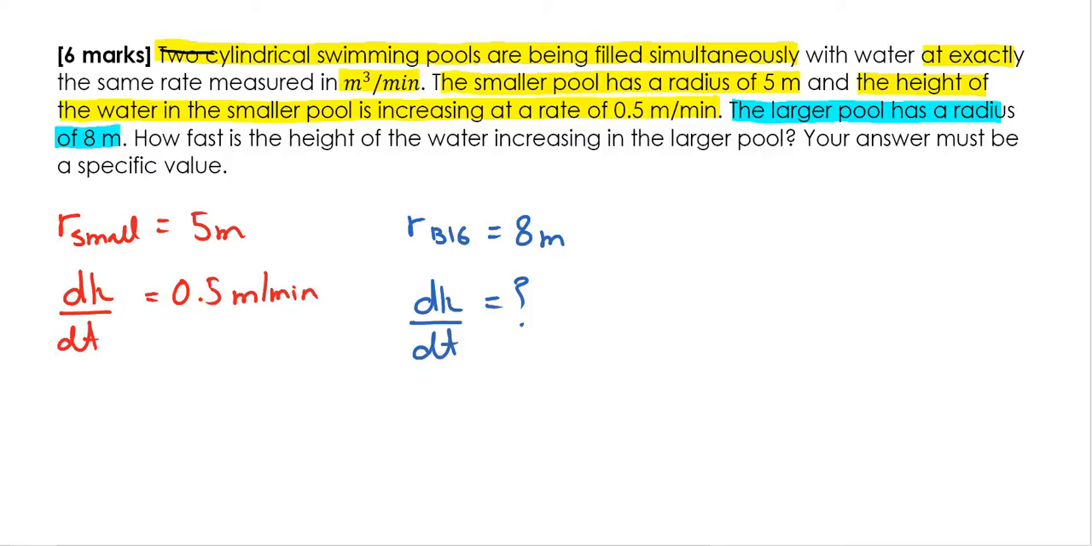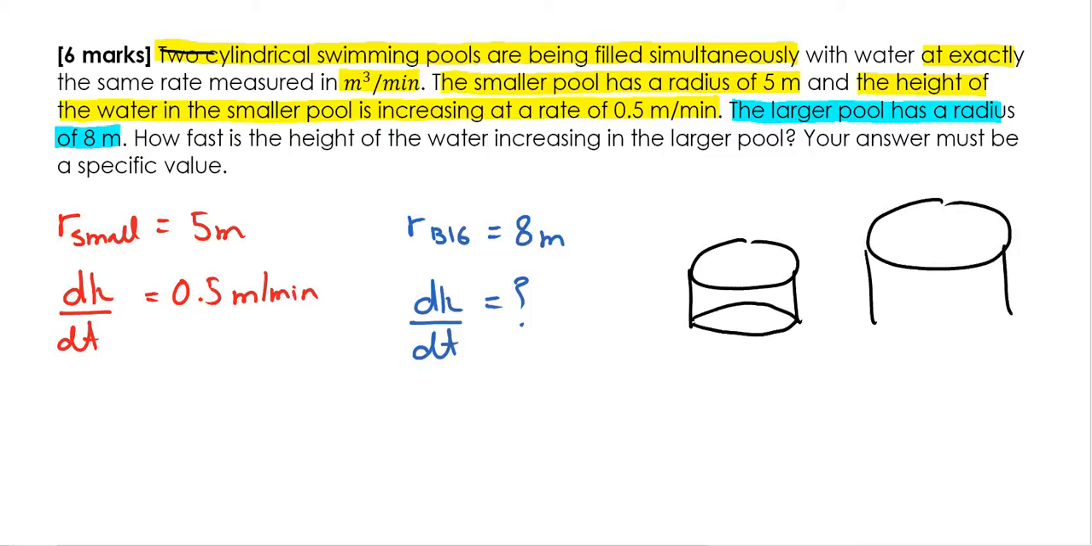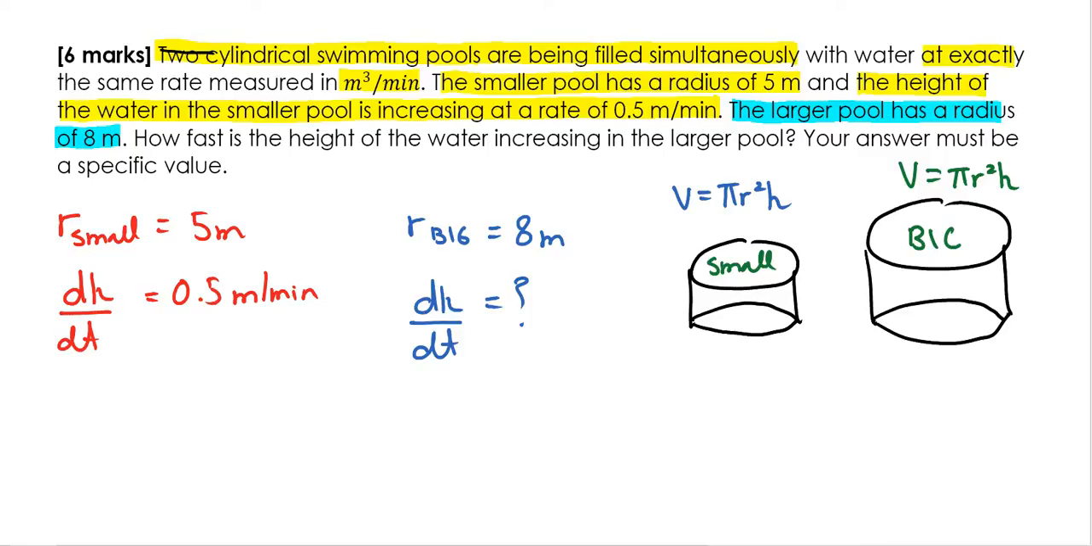Let's draw a diagram indicating what's going on in this problem. I have these two cylindrical pools here, a small one and a big one. I know the volume for one of these cylinders is going to be pi r squared h, and this one will also be pi times r squared h. So this will be the small guy, and this will be the big guy. All right, so I want to find dH by dt.